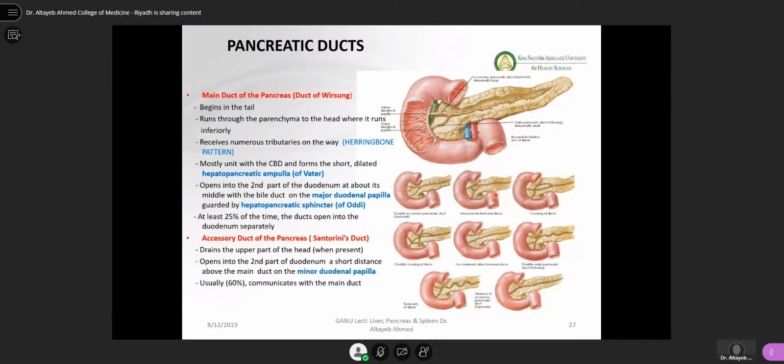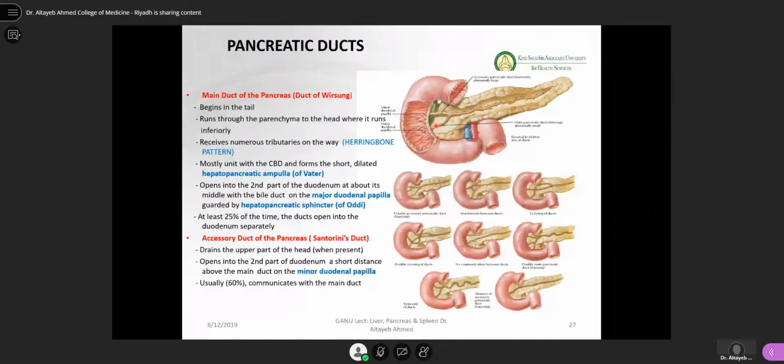And here the pattern of pancreatic ducts draining into the main pancreatic duct, we call it the herringbone pattern. Usually it carries from the tail, body, and the upper part of the pancreas, and it drains into the major duodenal papilla. The minor duct, or the accessory pancreatic duct, drains from the uncinate process, a lower part, and it drains into the Santorini, and from there goes to the minor duodenal papilla.